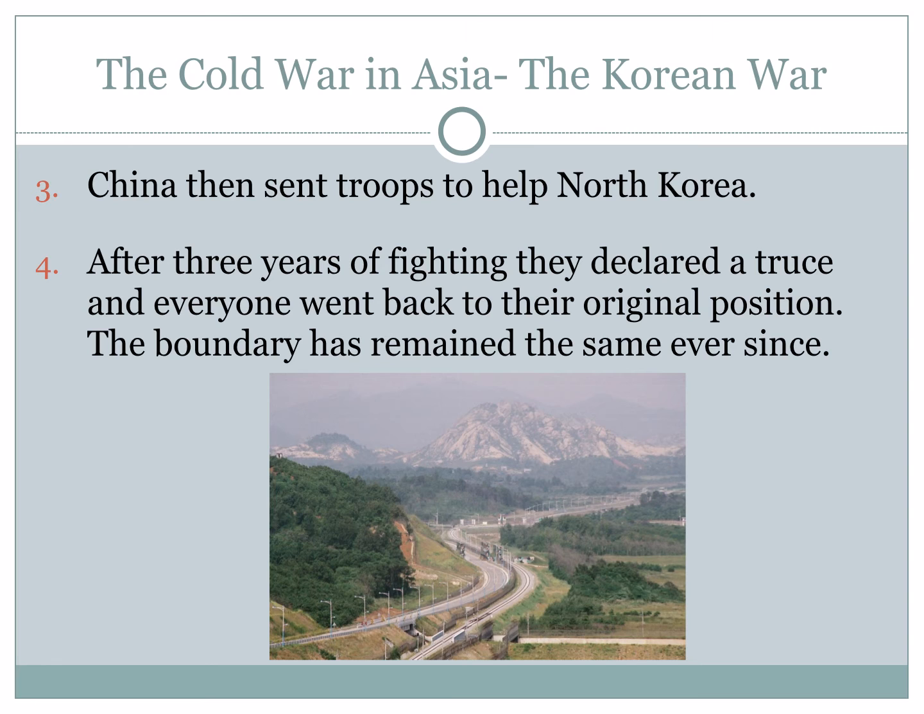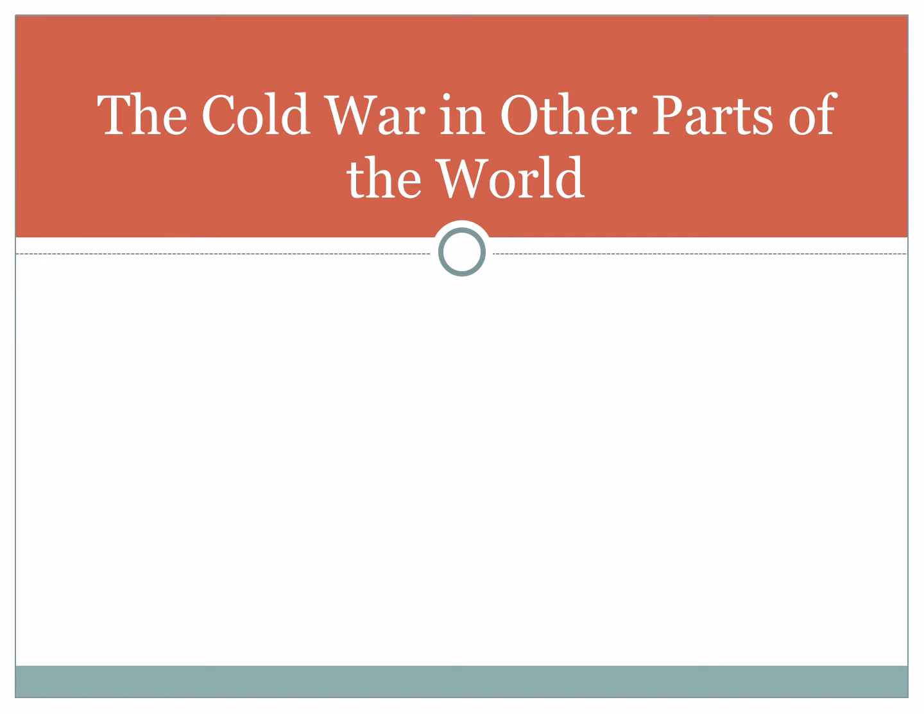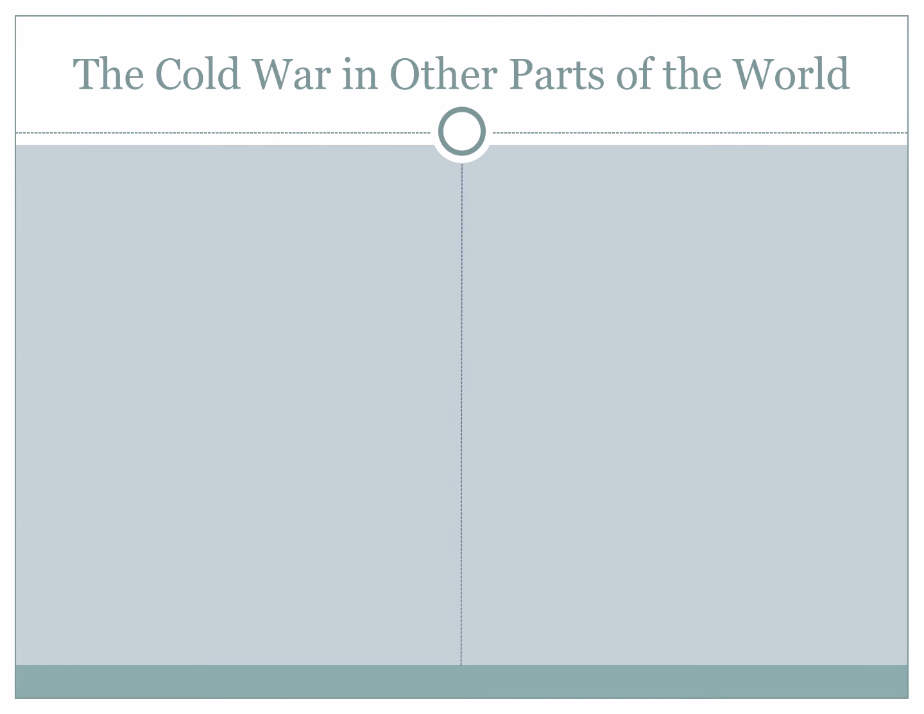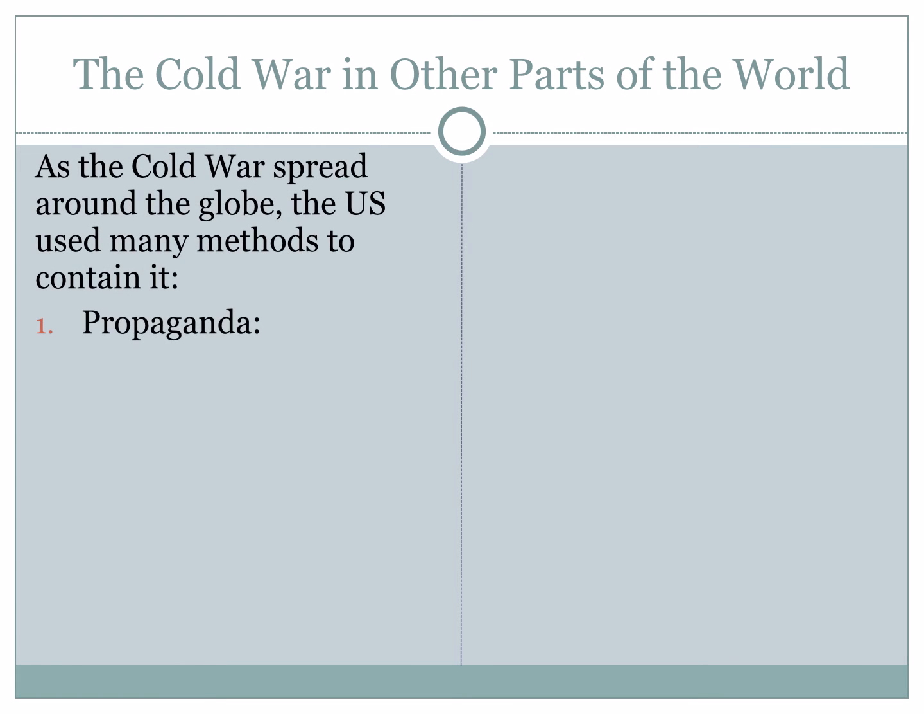So in Korea, the method we see is the U.S. actually using military force to resist the spread of communism. Now let's talk about other areas of the world. As the Cold War spread, the U.S. used several different methods. Propaganda was one.